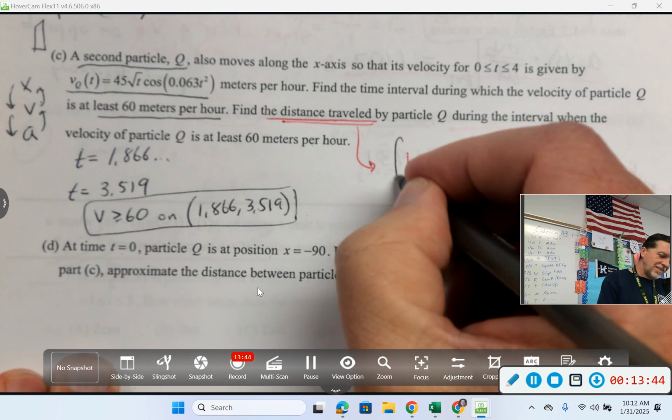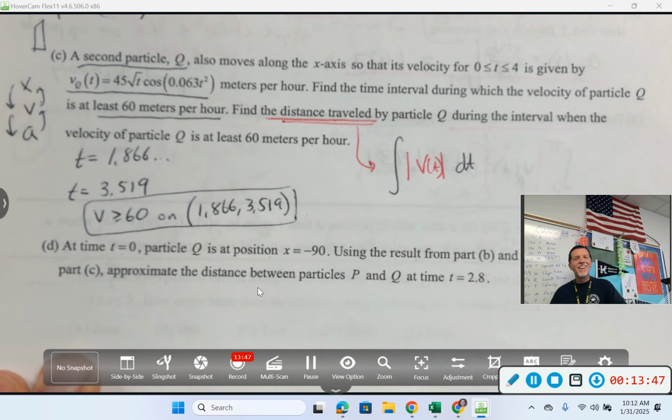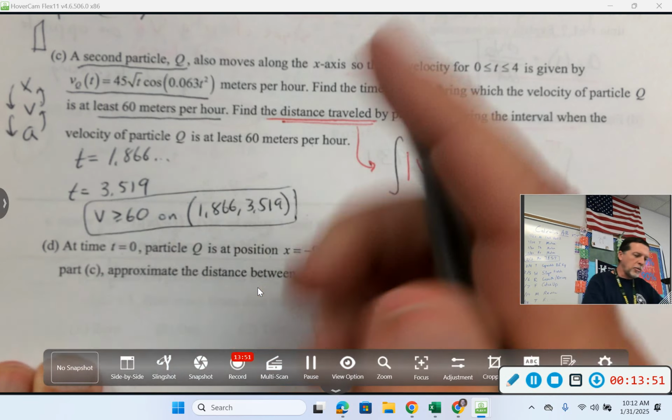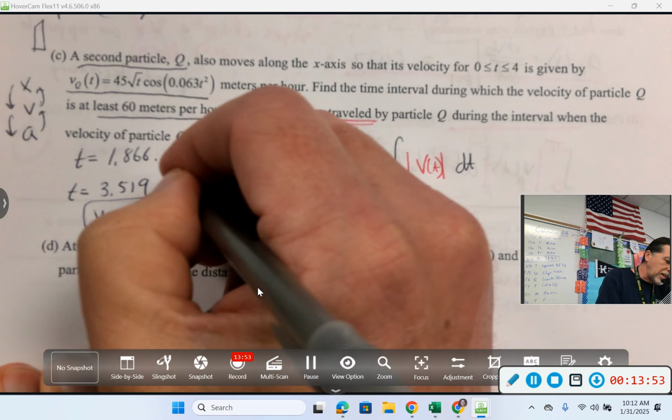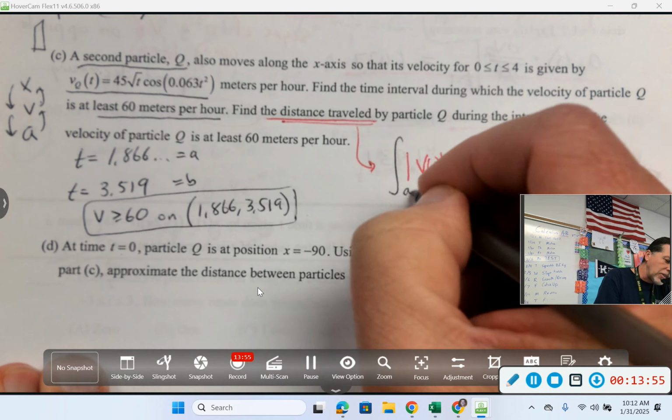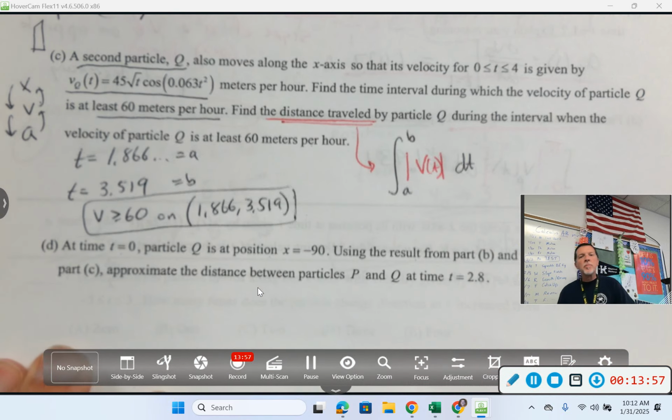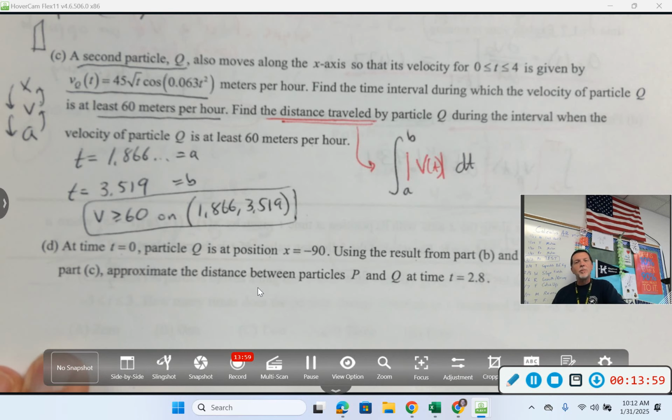Well, the integral. Now, be careful. These are the two times we'll put. In fact, I'm going to kind of cheat this. I don't want to write those again, so I'm just going to call them A and B. Remember, that's completely legal. That way I don't have to write that again.